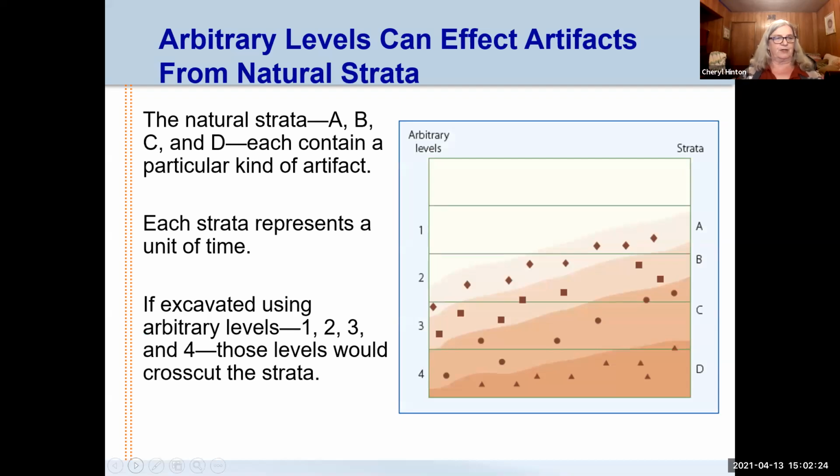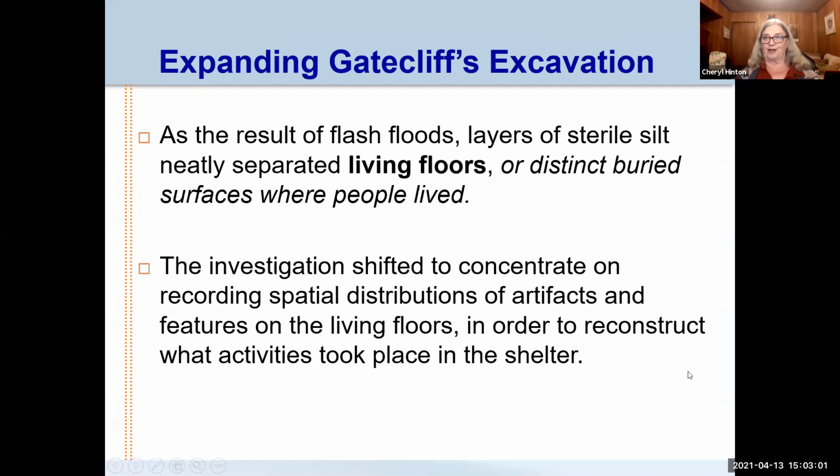All right, so here's a good example to look at. This is how strata can affect what we're saying about the artifacts. This is being dug in arbitrary levels. So if we were digging in arbitrary levels, we have level A, B, C, and D. Each of those are, let's say, 10 centimeters. Each strata itself represents a unit in time. So if we excavated using these arbitrary levels, when we have strata, what's going to happen? I mean, you can see what's going to happen.